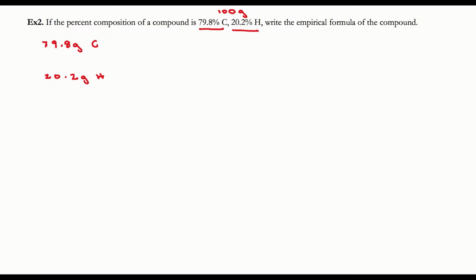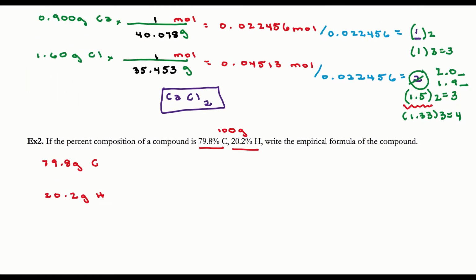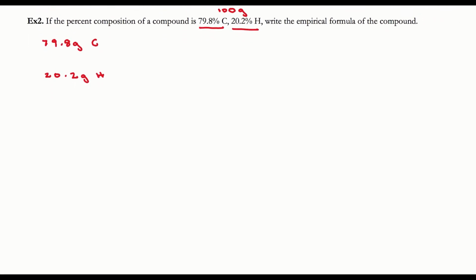Or you can say, oh, I have 1 gram of a substance, and so the mass would be 0.798 and 0.202, or you can decide whatever total mass you want. You'll ultimately get the same answer because we're going to be dividing at the end by the smallest number of moles, and so that'll correct it. I just think multiplying by 100 is the easiest because then you're literally just taking the percent and making it into grams. Okay, so remember, in order to get my subscripts, I need to first convert into moles.